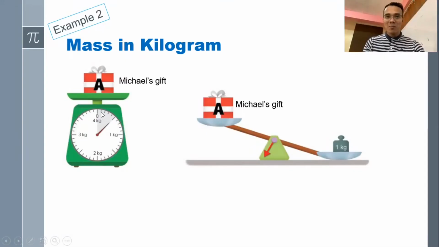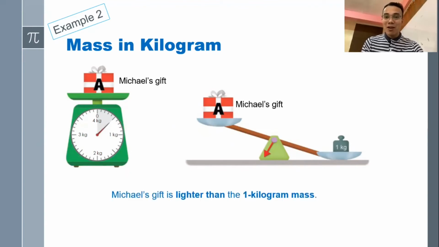Let's have example number 2. What can you say about Michael's gift? Michael's gift is weighed using different kinds of weighing scales. Let's see if your observations are correct. Based on the picture, we can say that Michael's gift is lighter than 1 kilogram mass. Why? Because this does not reach 1 kilogram. That's why Michael's gift is lighter than the 1 kilogram mass.